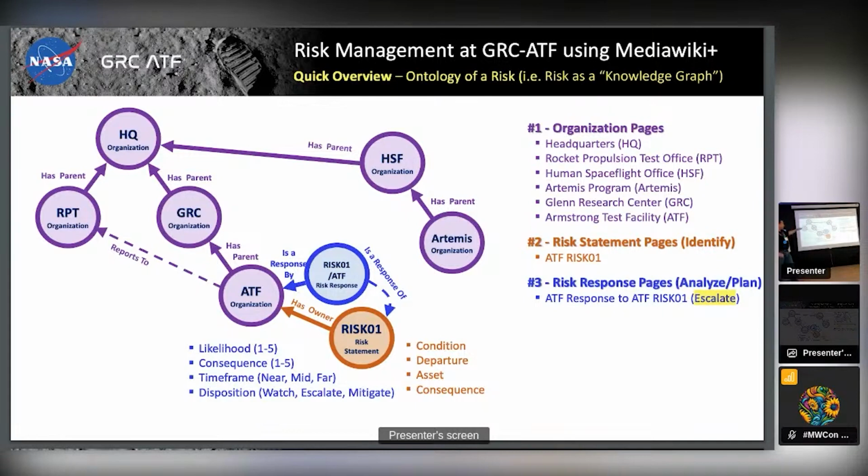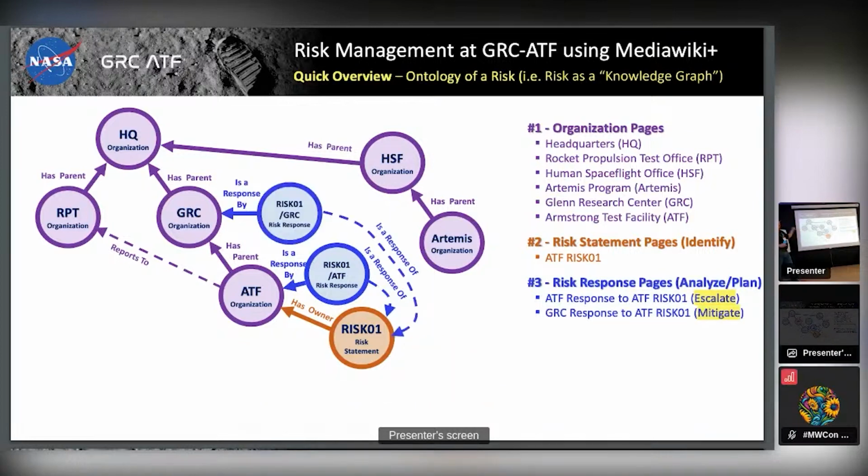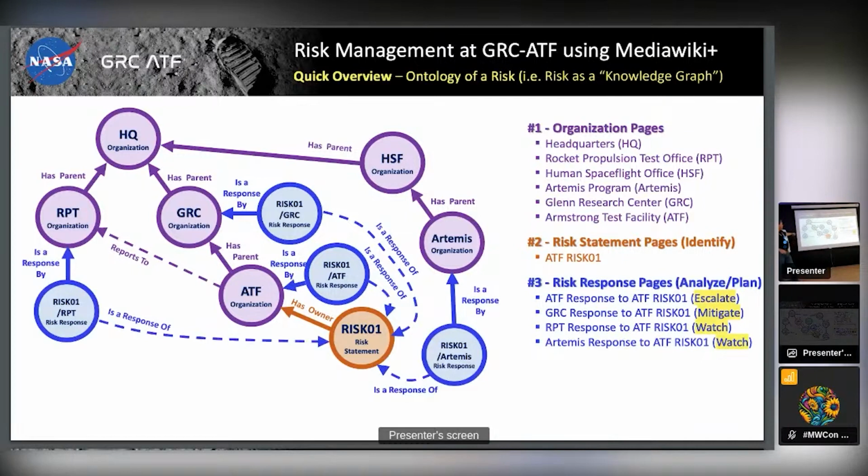And it's important that you don't conflate the risk response data with the risk statement data, because what we want to be able to do is allow other stakeholders to respond independently. And so by uncoupling the statement of the risk from the risk responses, every organization can have their own response to the same risk. And then you can roll up all the responses and look at it together. So for example, the RPT might be a stakeholder in our risk. The Artemis program might be a stakeholder in our risk. And so you start to see that the knowledge graph begins to flush out really fast. And this is a very simple diagram.